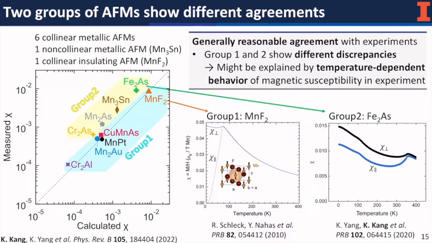But one of the group two materials, iron arsenide, shows a different temperature-dependent behavior. The parallel magnetic susceptibility is supposed to go to zero, but there are unknown contributions surging the magnetic susceptibility. Therefore, this behavior might cause the relatively poor accuracy. This might require further investigation, with the possibility of paramagnetic defects or site disorder, in the future.